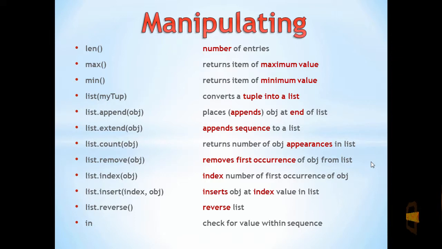Here's some common list manipulations. You do probably want to get used to most of these. The ones I'll point out are remove object and list index. These only return the first occurrence of the value or object.